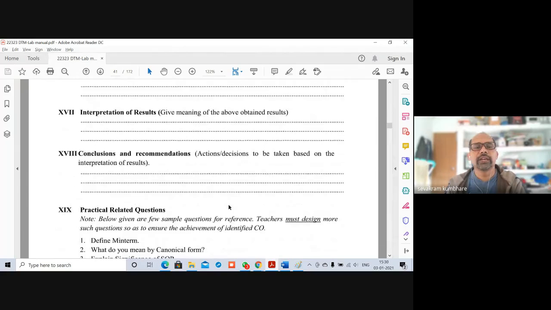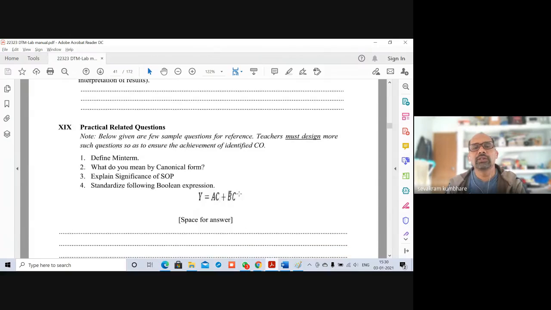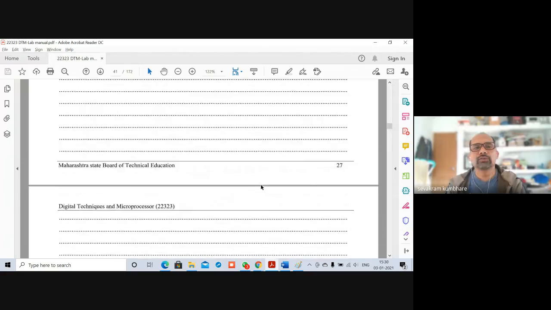Then define min term, this is already covered in the previous lecture, so you have to mention that. Then what do you mean by canonical form? This also is available in previous lectures. Then explain significance of SOP, which is available in previous lecture as well as book as well as net, so you can take it from there. Then standardize the following Boolean expression. Standardize means you have to convert this into its canonical form. So can you do it? Yes, sir. Okay, so we'll stop over here.